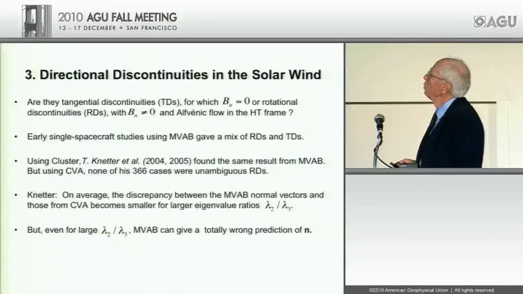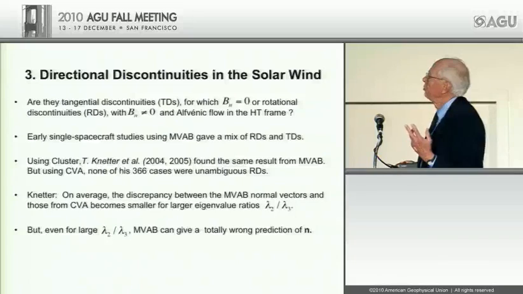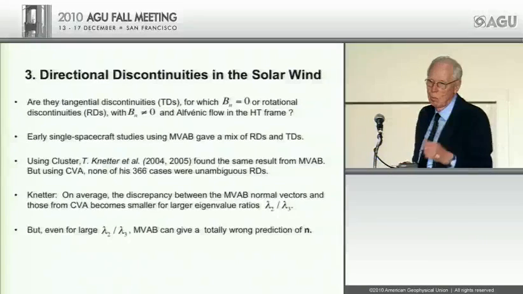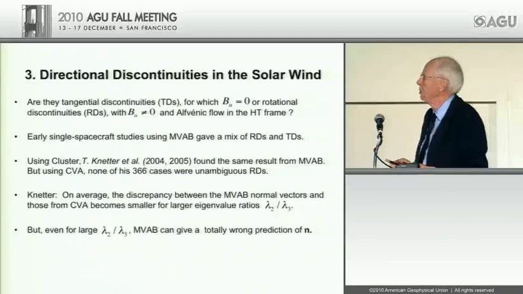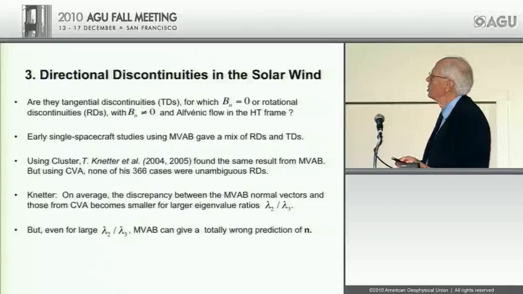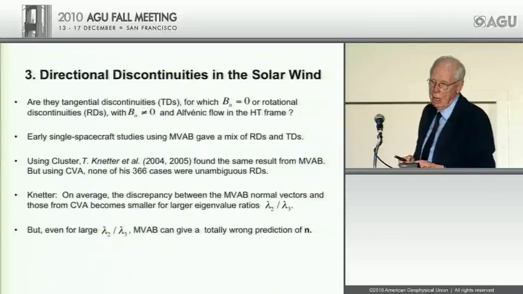Now the final topic, directional discontinuities in the solar wind. Are they tangential discontinuities or rotational ones? I'm focusing only on the normal component of the magnetic field, but there are other differences that can be taken into account. At any rate, early spacecraft studies using MVAB gave a 50-50, roughly speaking, mix of rotational and tangential discontinuities.